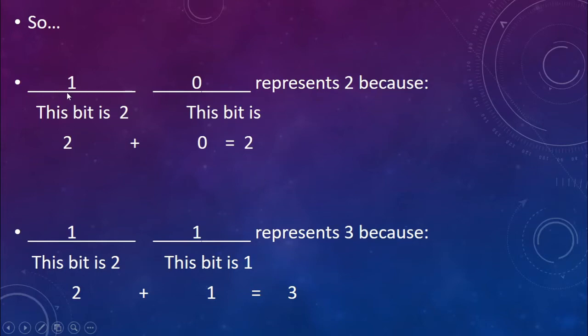So 1, 0 represents 2 because this first bit is a 0 since there's nothing there. And since this 1 is in the 2s, or the second bit, it represents a 2. So 2 plus 0 is 2. Now 1, 1 in binary represents 3 because the first one on the right here is in the 1s bit, so we'd think of that as 1. This other one is in the 2s bit, so that represents 2. So 2 plus 1 equals 3.